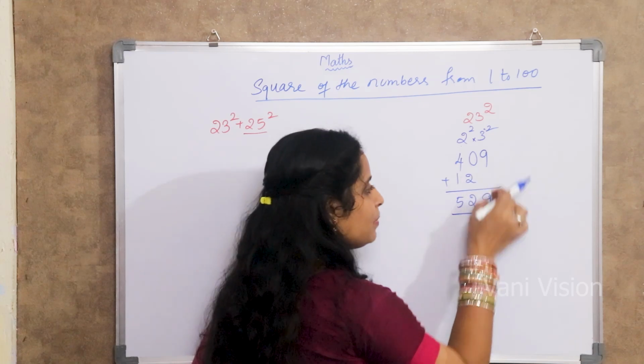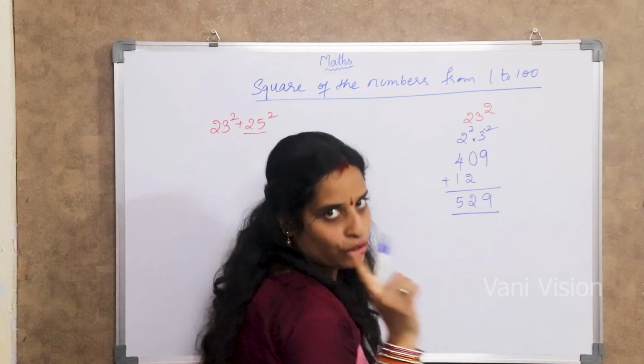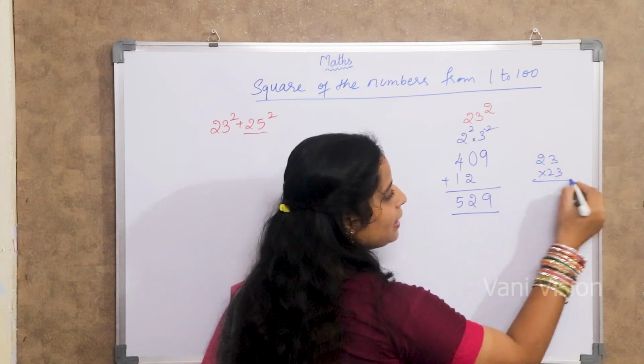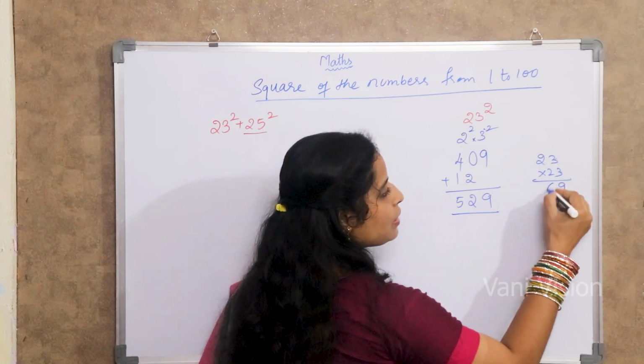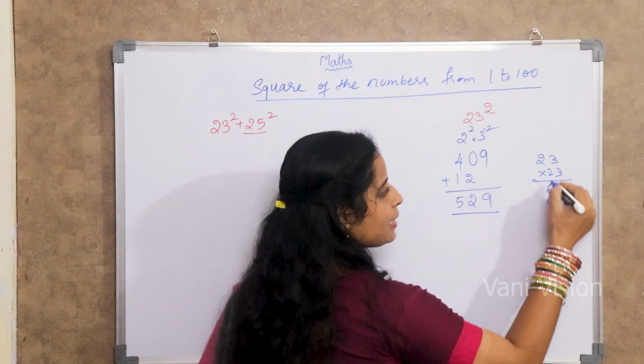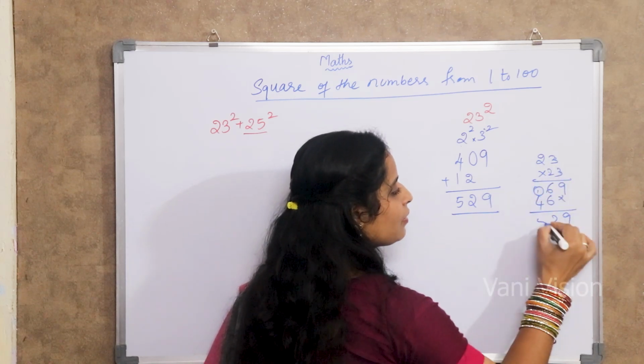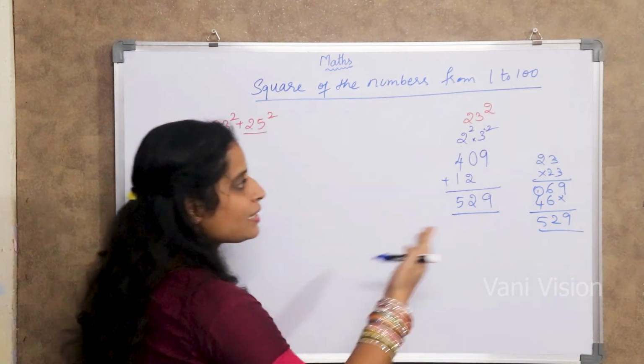And then we are adding them: 9, 2, 5. So if you want to check, you can check it. See, 23 into 23. 3 3s are 9, 3 2s are 6, 2 3s are 6, 2 2s are 4. Now 9, 12, 1, 5. Is it correct?